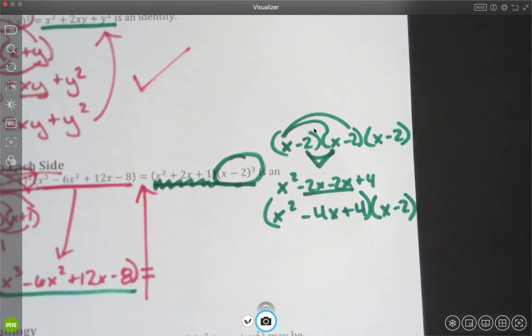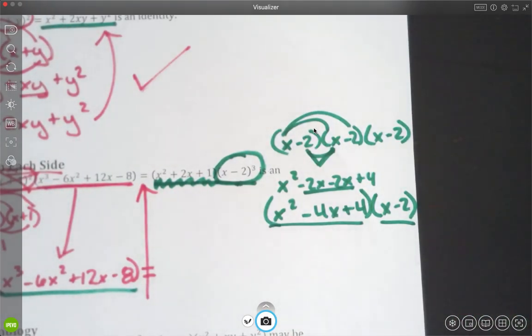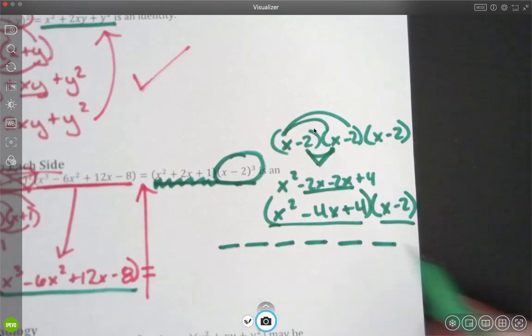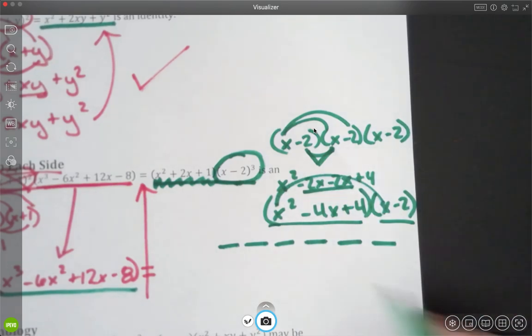All right. So now I'm gonna multiply those together. I have something that is 3 pieces times something that is 2 pieces. So how many pieces should I end up with? 6. 1, 2, 3, 4, 5, 6. We're gonna write out all 6 of our pieces. So first I'm gonna take x squared times x. X to the third.